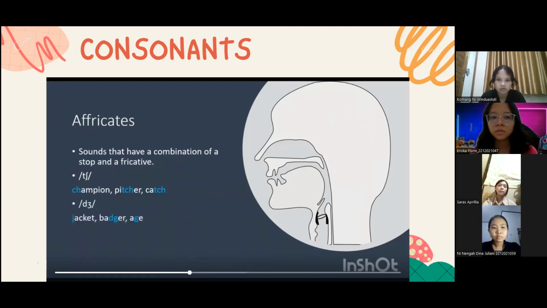Affricates. So we've got the ch like in champion, or the j like in jacket, or age, or judge. And these sounds cannot be prolonged. Alveopalatal affricates. The affricates are the only ones that have two symbols as the representation of one sound.